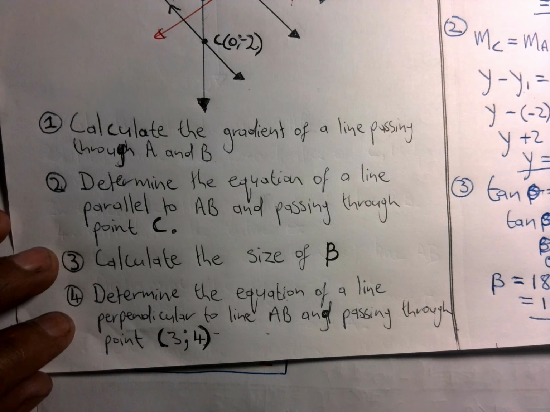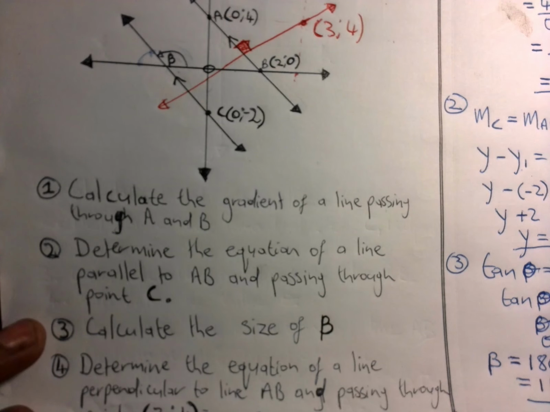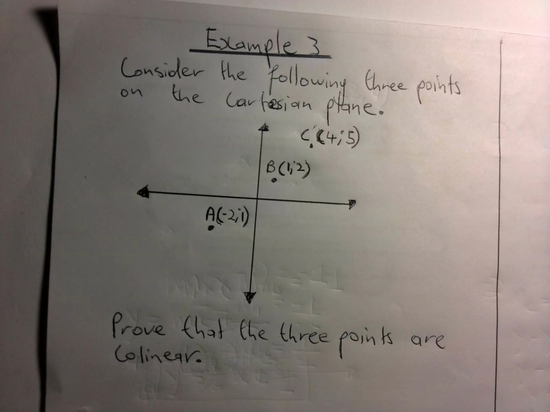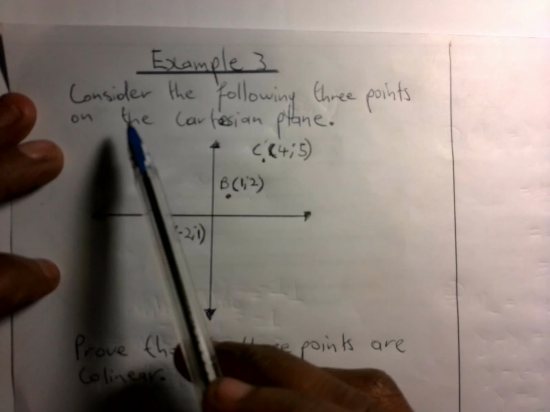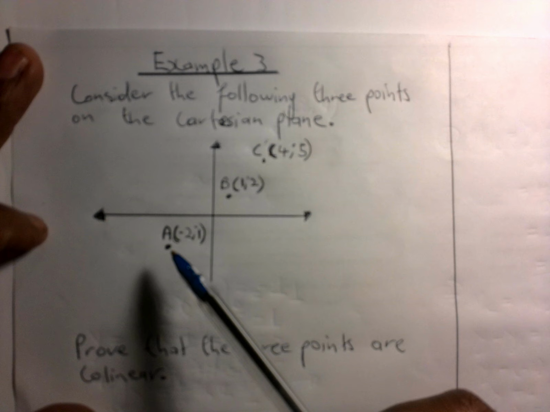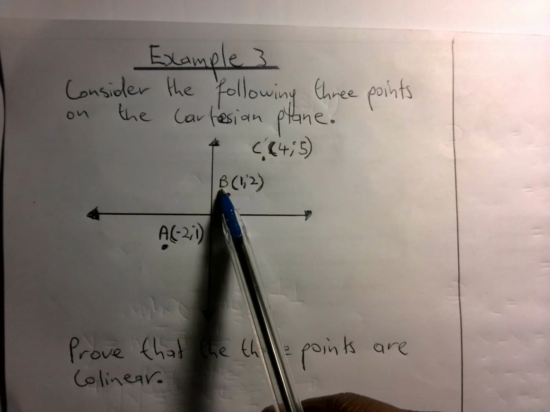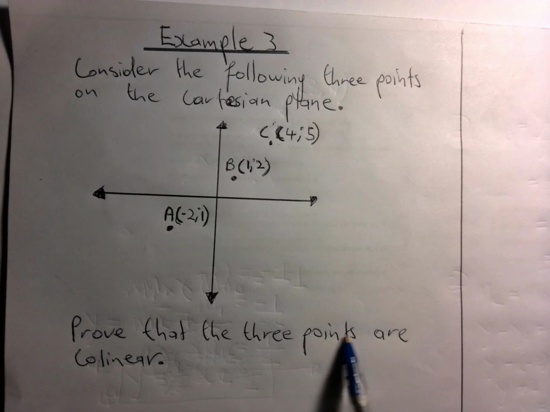Okay, so let us also check our last example, example 3. Consider the following 3 points on the Cartesian plane. We've got A, B, C. A is (-2, 1), B is (1, 2), and C is (4, 5). And they are saying now, prove that the 3 points are collinear.